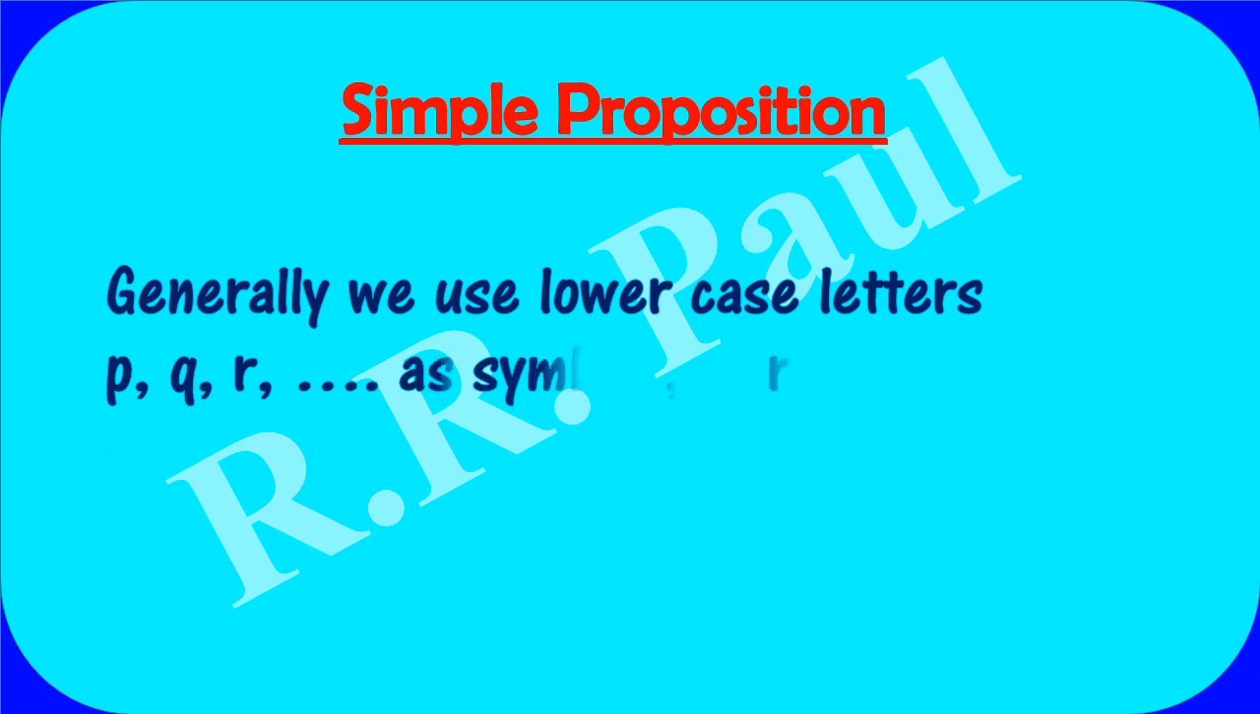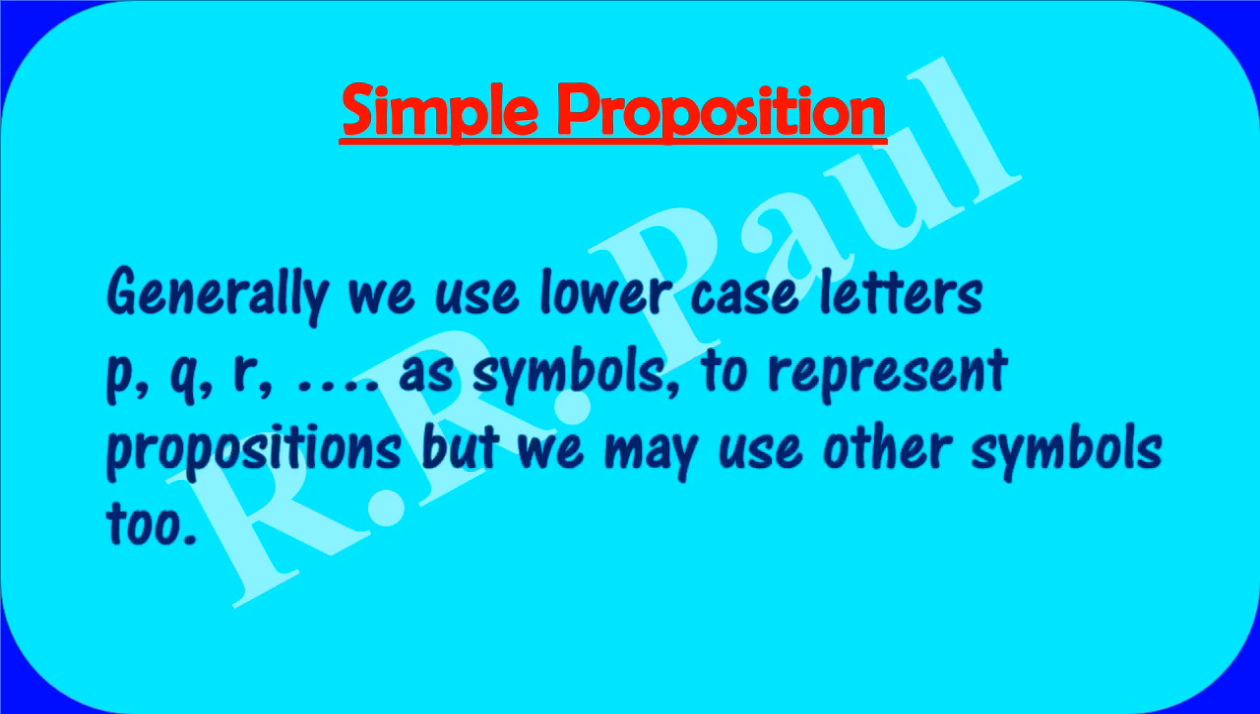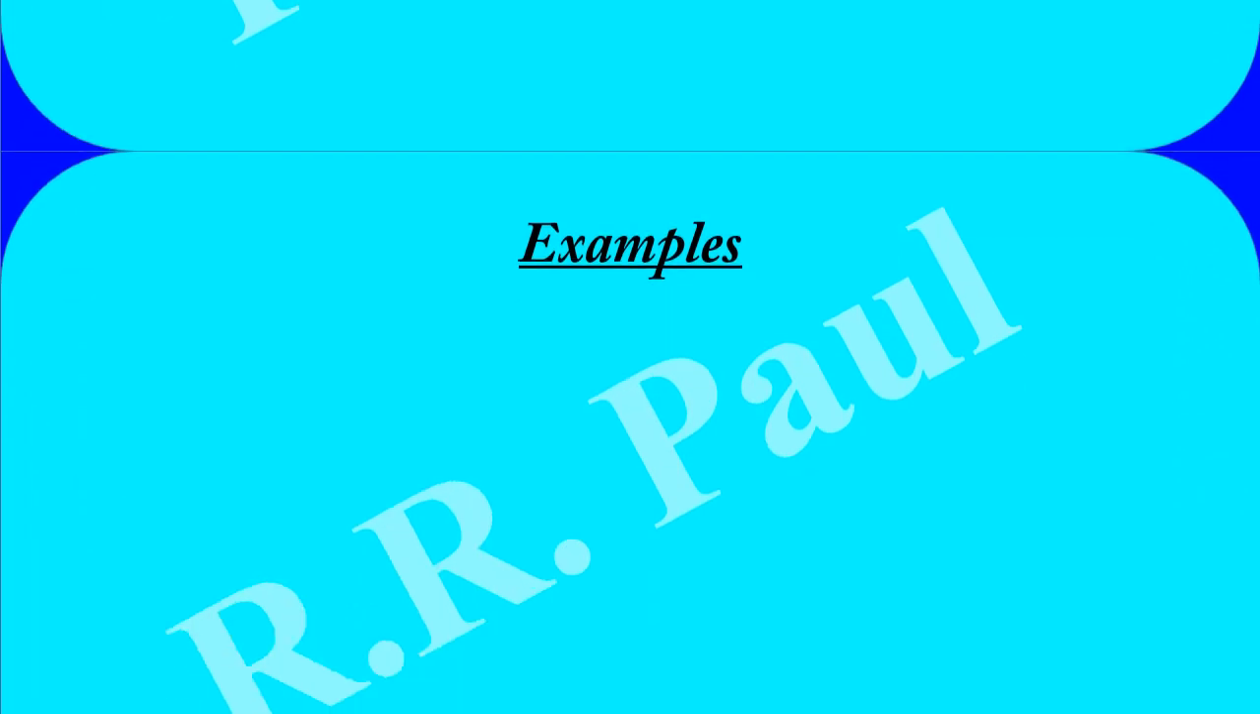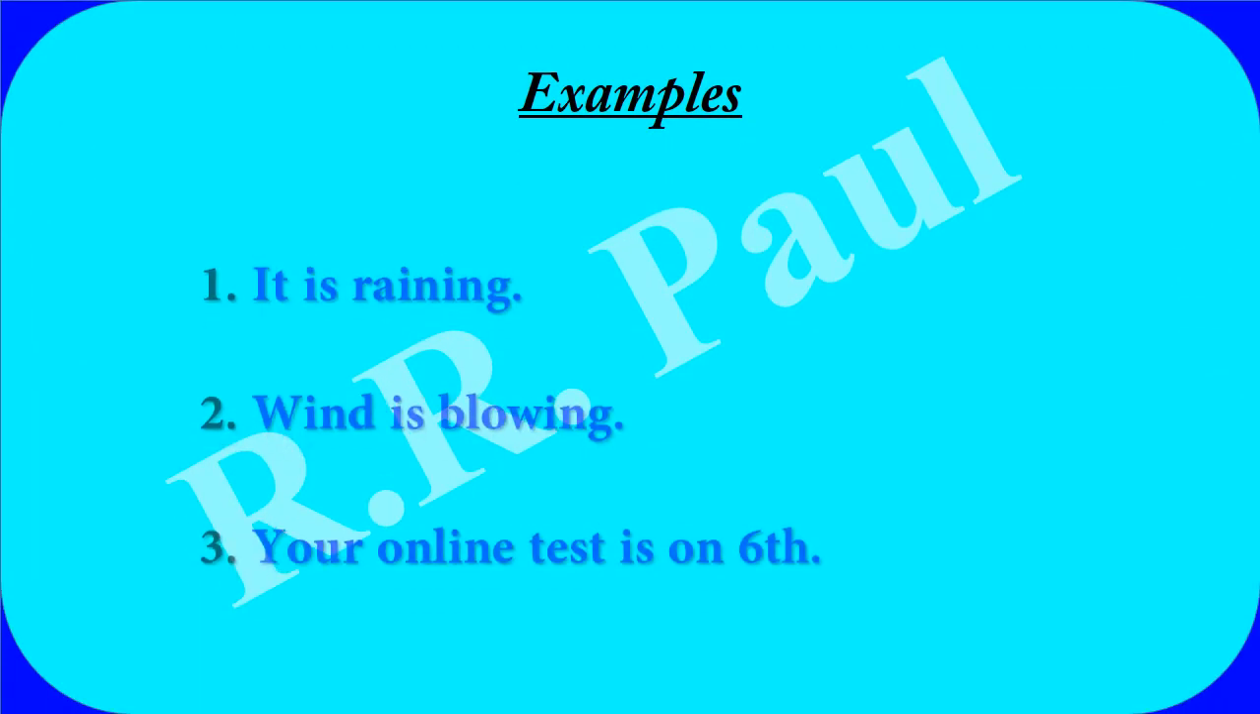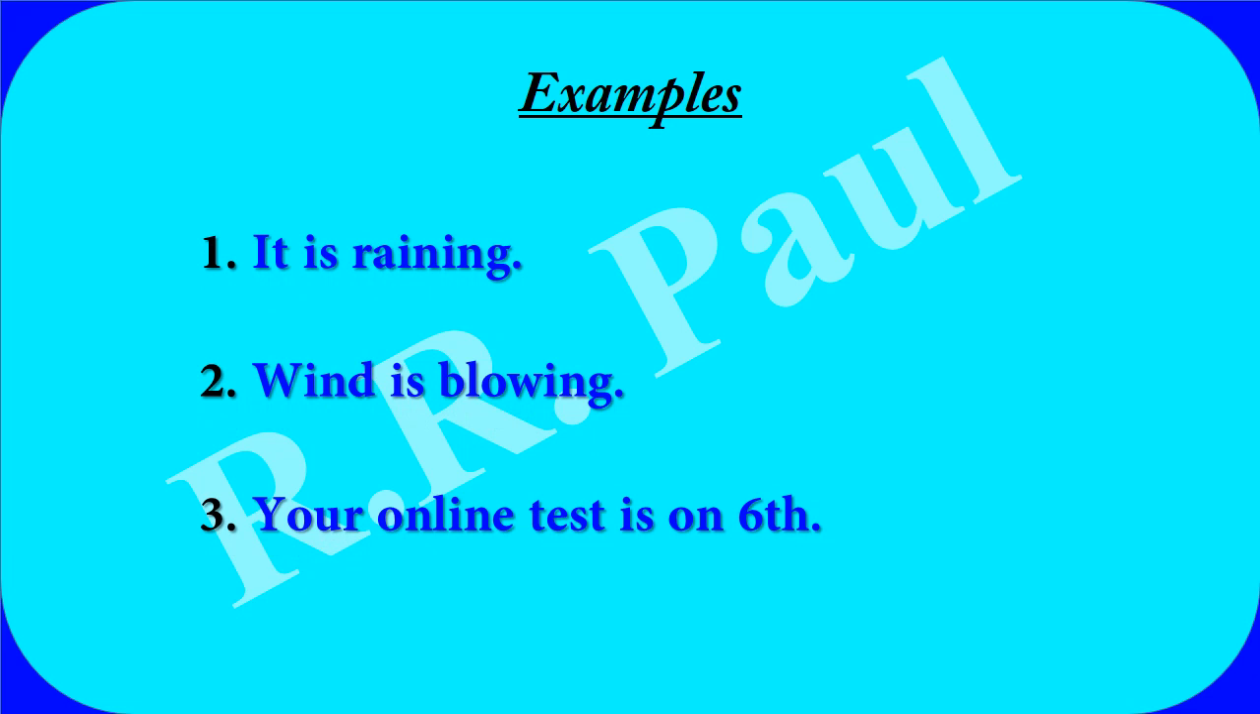Generally, we use lowercase letters P, Q, R and so on as the symbols. But it is not compulsory. We may use other symbols also. These symbols are used to represent propositions as and when needed. All these examples are of simple proposition.